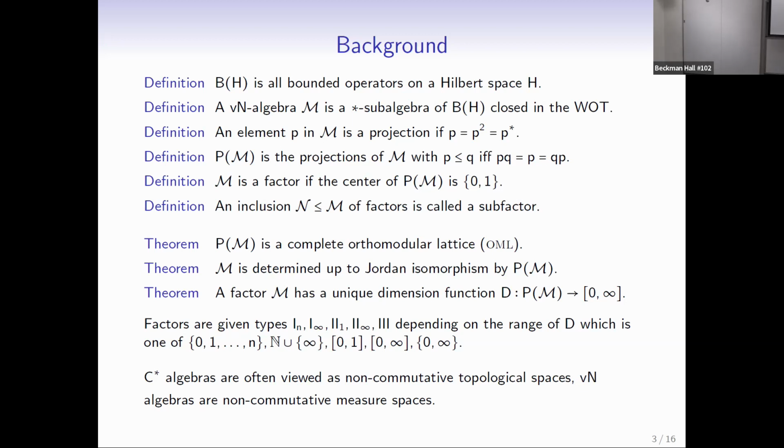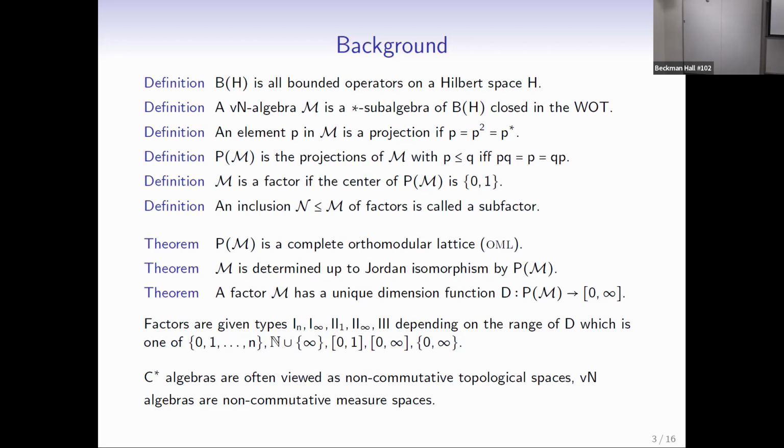We'll start with the bounded operators of the Hilbert space. So that's like a fancy matrix algebra. In particular, you have a star operation given by adjoint. You can multiply, add, and so forth. A von Neumann algebra, M, so that'll be a symbol for a von Neumann algebra throughout, is a subalgebra of this that's closed in some particular topology. An element in a von Neumann algebra, so remember it's an operator, is called a projection if it's idempotent and it's self-adjoint.